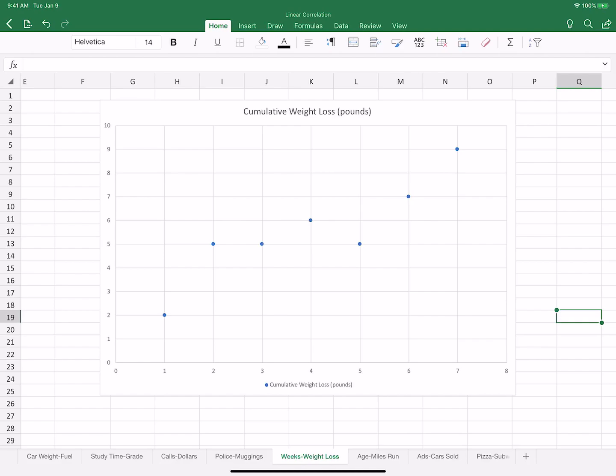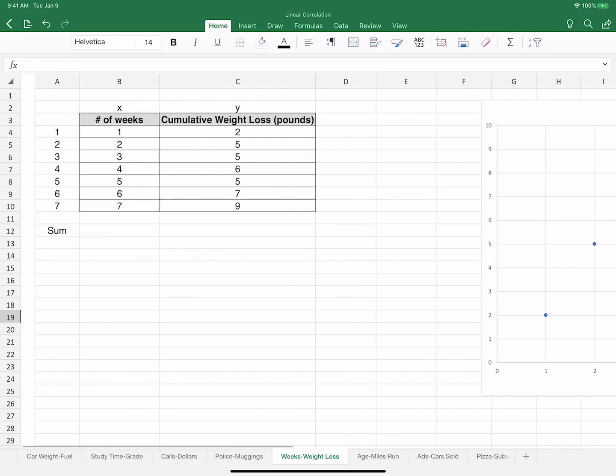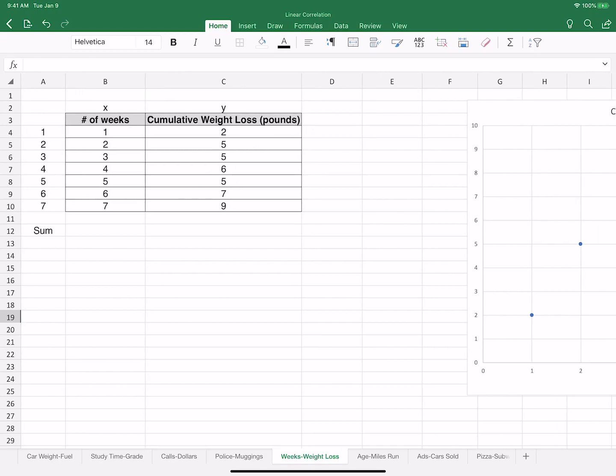Notice that it's a positive slope if we could. So it looks like we might be able to model that with a line. So we're going to go through the process. We're going to find out. All right, you guys okay with that? Okay, let's go through this process.